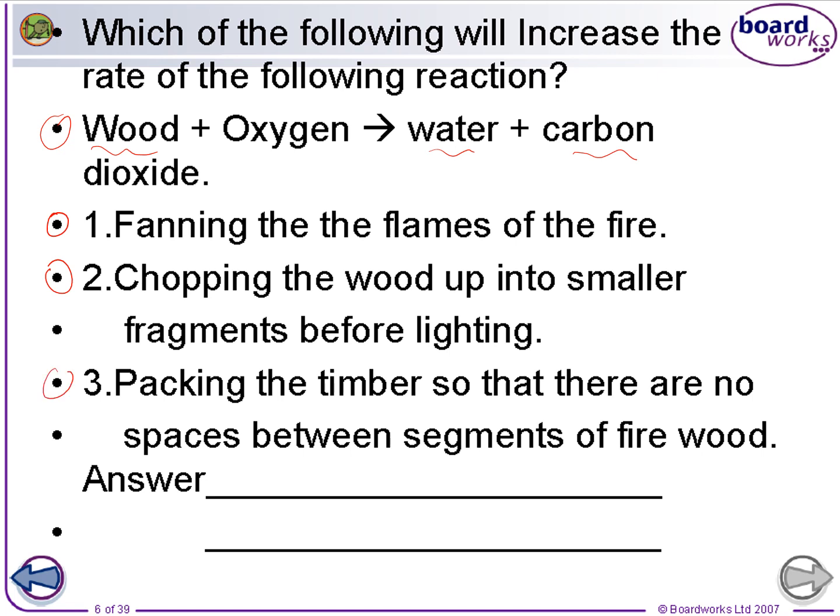In the third one here, packing the timber so that there are no spaces between segments of firewood, well, you're going to stop the oxygen getting to the wood, and hence you're going to slow it down. So number one will speed up our reaction. Number two will speed up our reaction, but number three won't. It will slow it down.